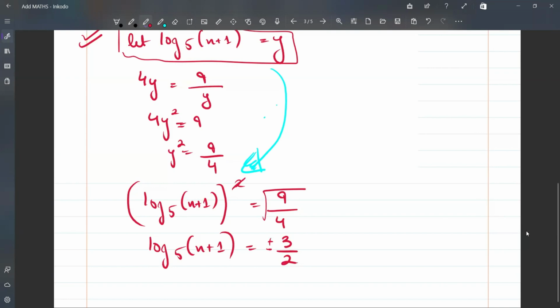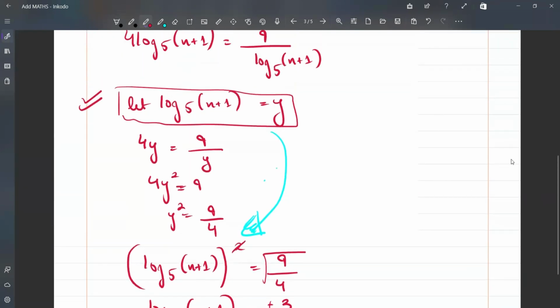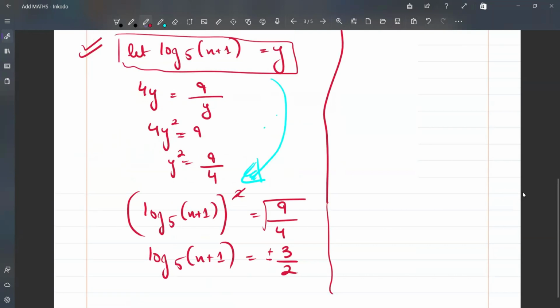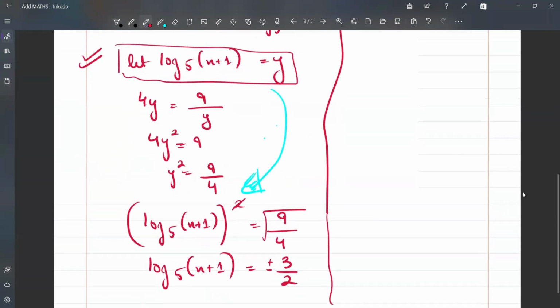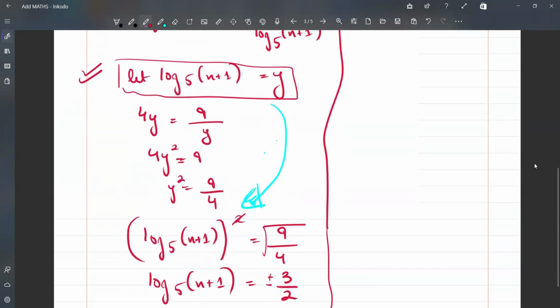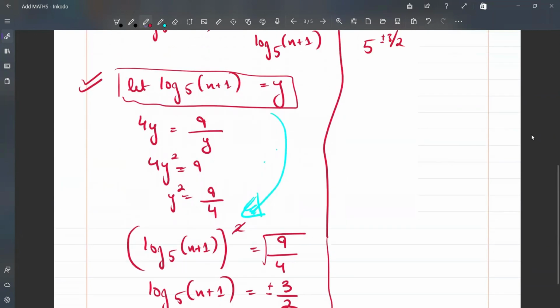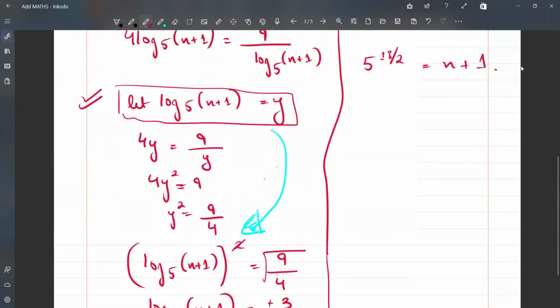All right. So now we will remove logs. And as per the rule, it will go something like this: 5 to the power plus minus 3 upon 2 is equal to x plus 1. So x is equal to 5 to the power plus minus 3 upon 2, plus 1, minus 1. And thus x is equal to either 5 to the power 3 upon 2 minus 1.